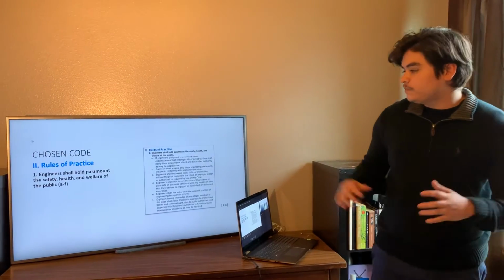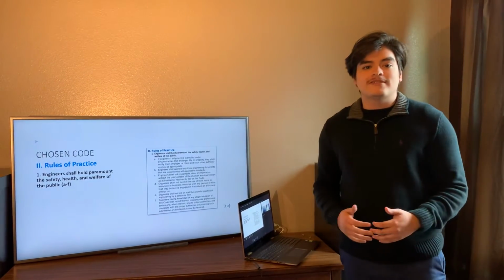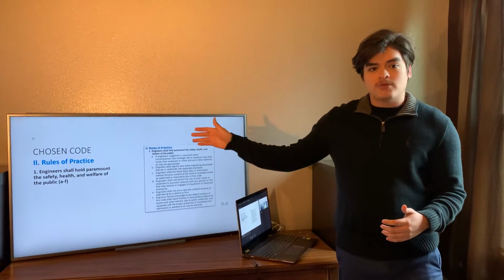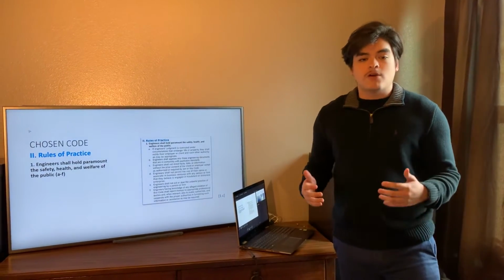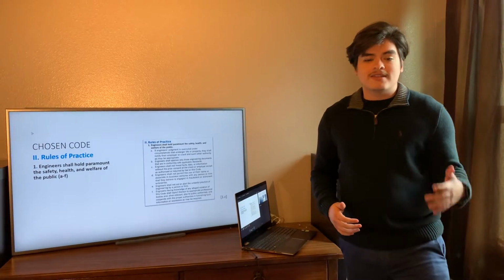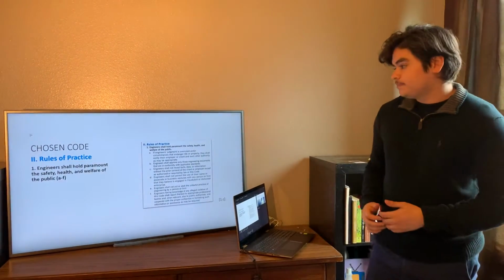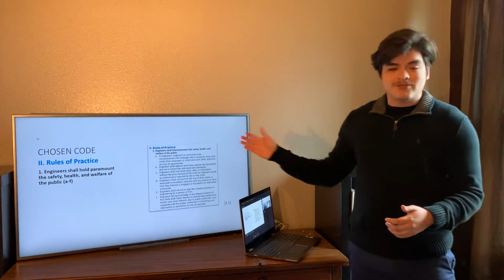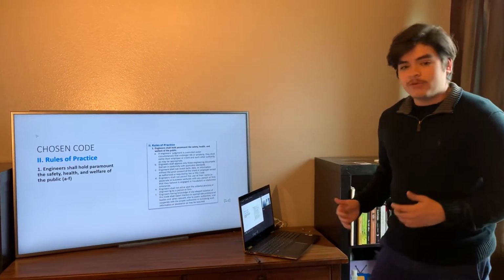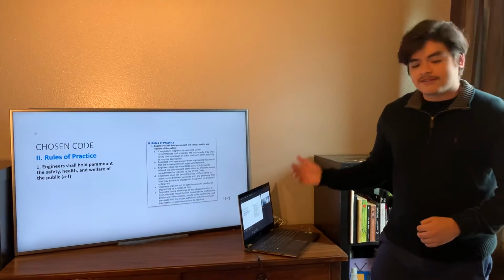The particular code I chose is under Section 2, Rules of Practice, and it's code number 1, which states that engineers shall hold paramount the health, safety, and welfare of the public. And it includes 6 subsections, A through F, and I'll be discussing each of those next.